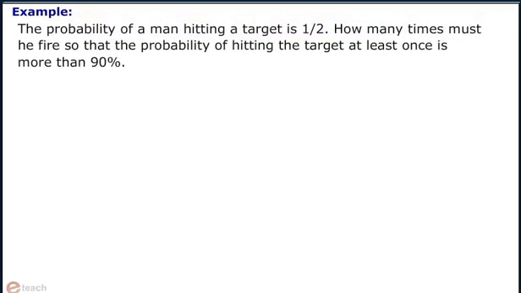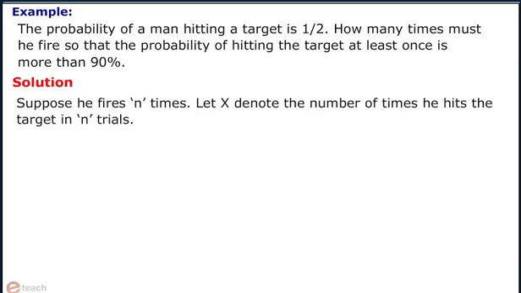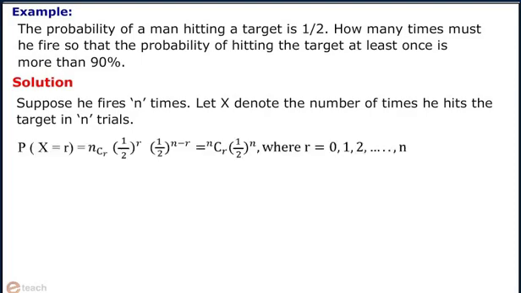Example: the probability of a man hitting a target is half. How many times must he fire so that the probability of hitting the target at least once is more than 90%? Solution: suppose he fires n times. Let X denote the number of times he hits the target in n trials. Then the probability of X equal to r is nCr into half to the power r into half to the power n minus r. That is equal to nCr into half to the power n, where r takes the values from 0 to n.